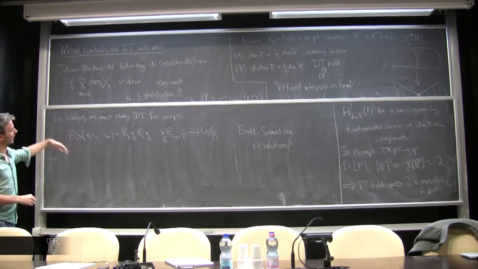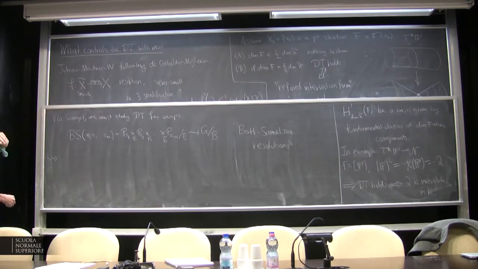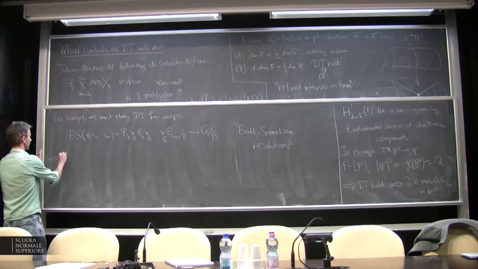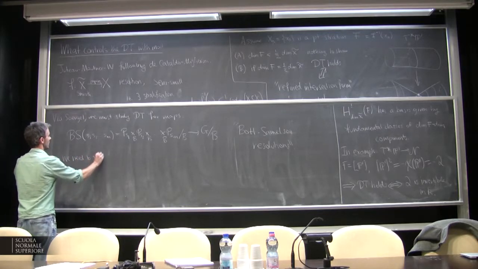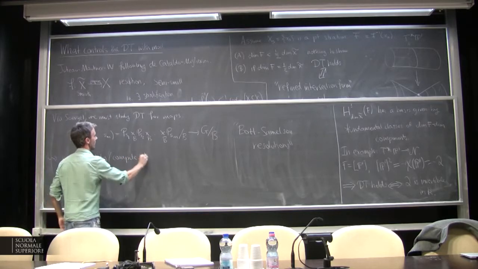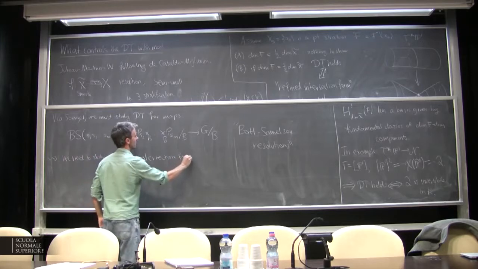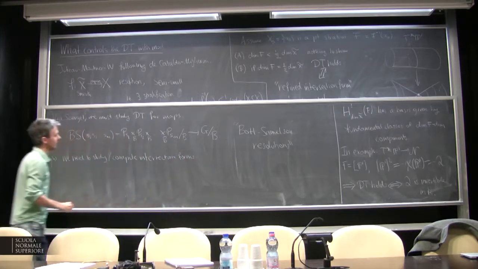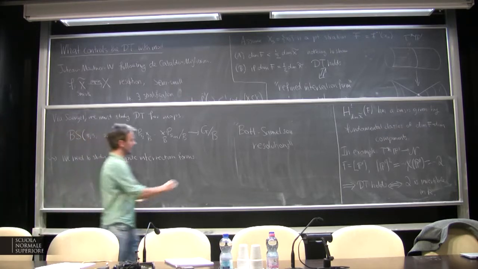So these are not always semi-small, but basically the same theory with intersection forms holds. It's just slightly more complicated to state. And so we need to study intersection forms. And so this is hard.